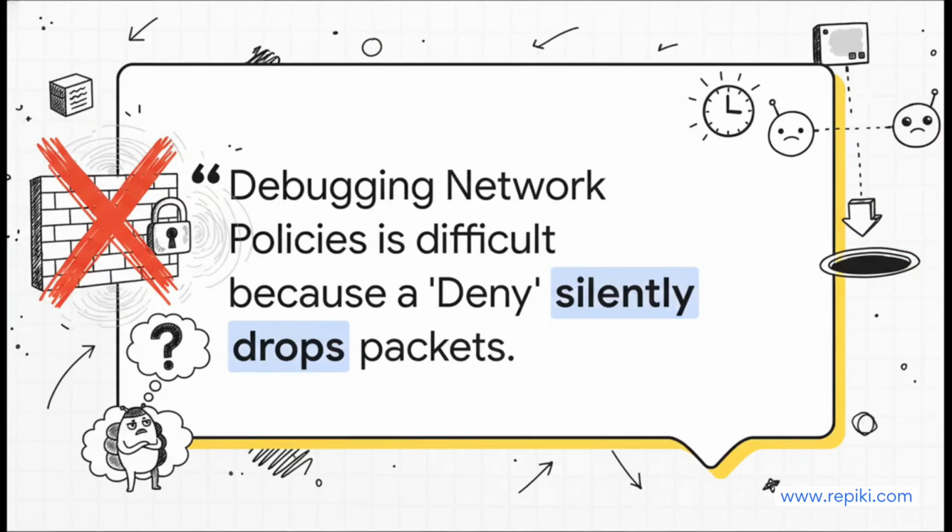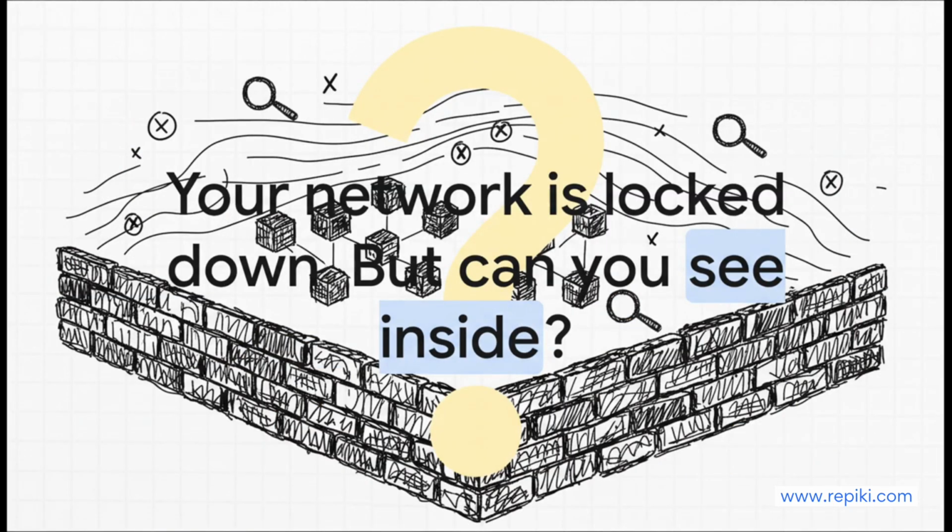Now, I have to give you one last word of warning here. The hardest part of all of this isn't writing the policies themselves. It's debugging them when they don't work. Because when a policy denies traffic, the network packet just vanishes. It's silently dropped. Your application just times out, and you get absolutely no error message telling you that a firewall was the problem. And that really leaves us with a final important question.